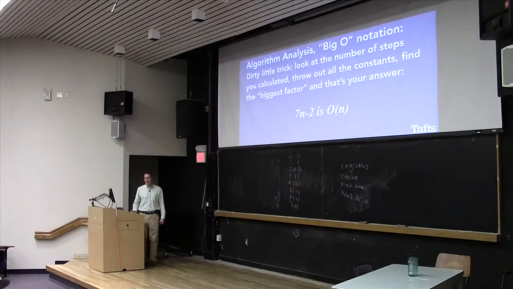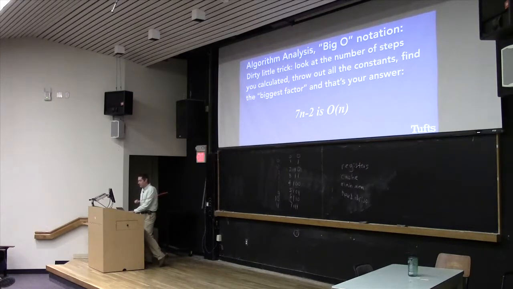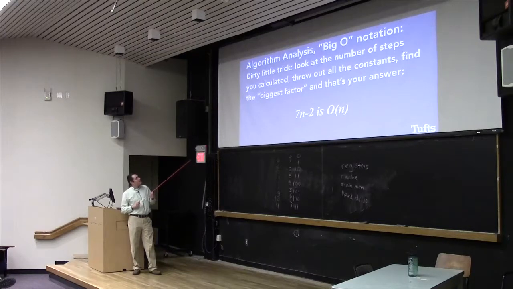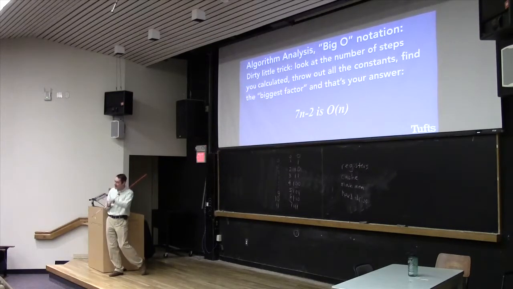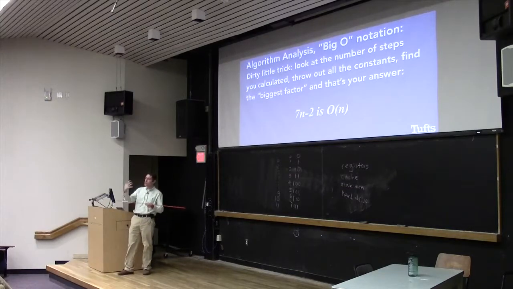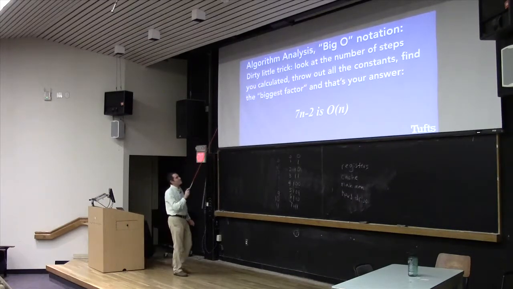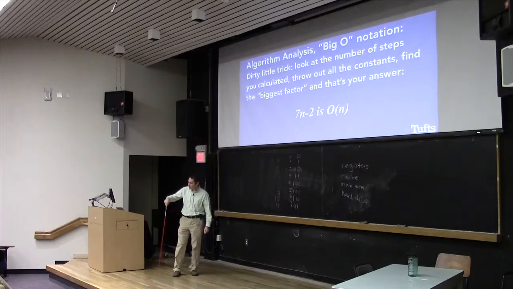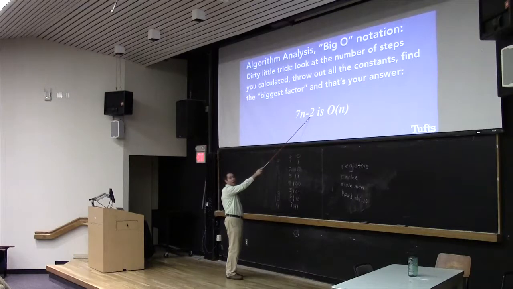Here's how we're going to look at the 7n minus 2 part of the arrayMax. The dirty little trick to this is the following. You look at all those steps that you calculated, and we don't necessarily need to go into the detail to do that. I just wanted to show you that you can do all that detail if you need to. You go and look at that detail and you throw out all the constants. Just throw them out. The 7 is going to be gone. The 2 is going to be gone.